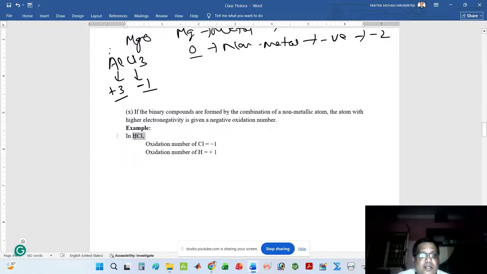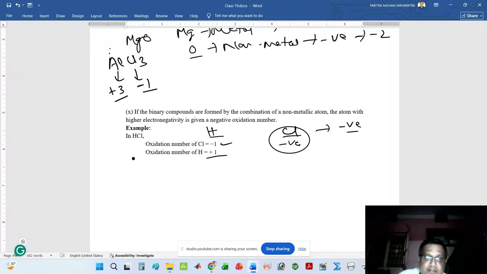If you think about the HCl molecule, two atoms are present. One is hydrogen, another is chlorine. If you compare the electronegativity of chlorine and hydrogen, chlorine has the highest electronegativity, so in the HCl molecule, chlorine shows a negative oxidation state. Look at that, here chlorine shows -1. But hydrogen also belongs to the non-metals, though it has less electronegativity, so it carries a positive oxidation state.